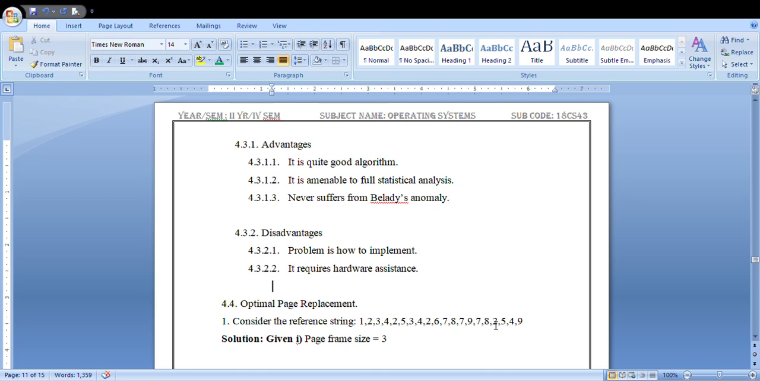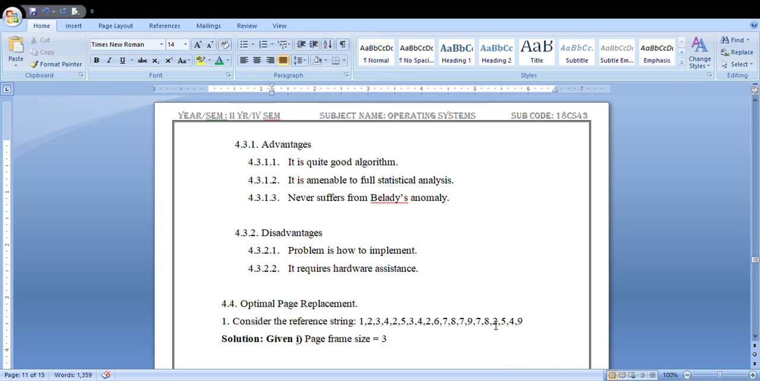It never suffers from Belady's anomaly. What happens even whenever you increase the page frame size, it never decreases the total page hit value, or it never increases the page faults value. That is called Belady's anomaly. Your LRU page replacement algorithm never suffers from Belady's anomaly.